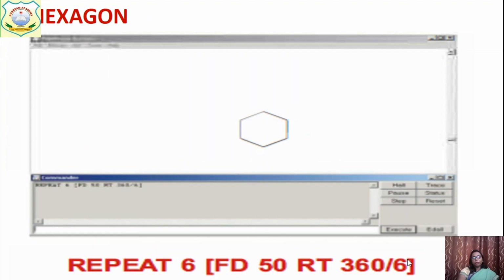Now see more figures. Hexagon: for a hexagon we repeat 6. How many sides does a hexagon have? 6. So I have written 6. And then FD 50 and RT 360 divided by 6. It will decide the turn angle. How many sides? 6. So we have written 6 here.